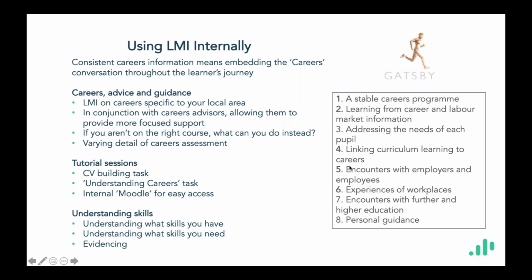Number 4 then is all around linking curriculum learning, so what you're offering at the college, to the careers. For those potential or existing students, how does the qualification that you do or will do link on to train you for the relevant career? So we've got that mapping process, and if the learner isn't on the right course, how can they change that and what can they do instead? So we've got the similar careers for that as well.